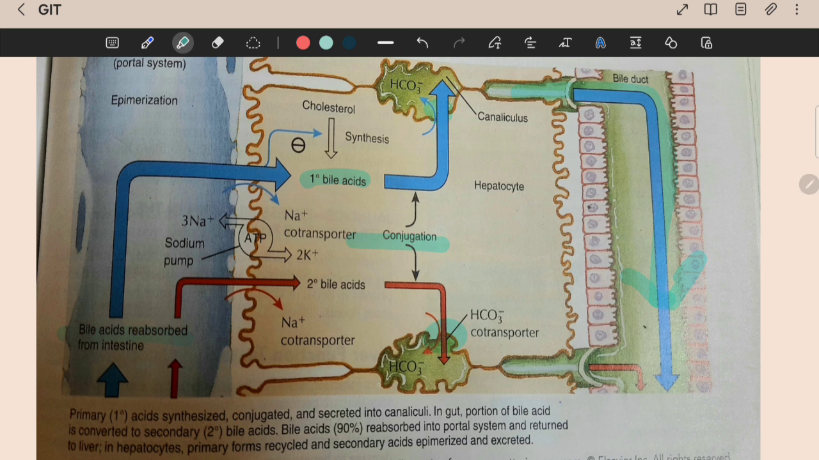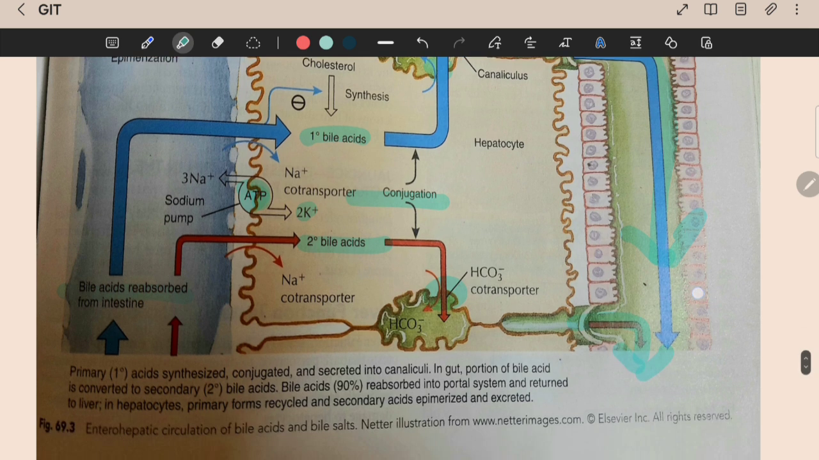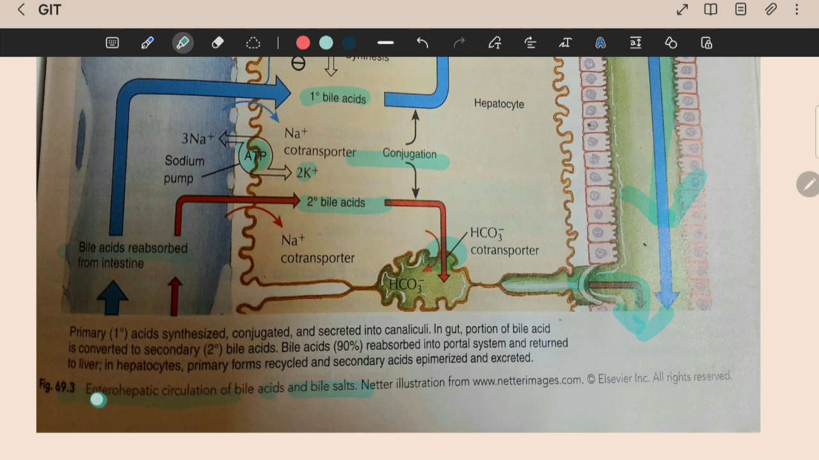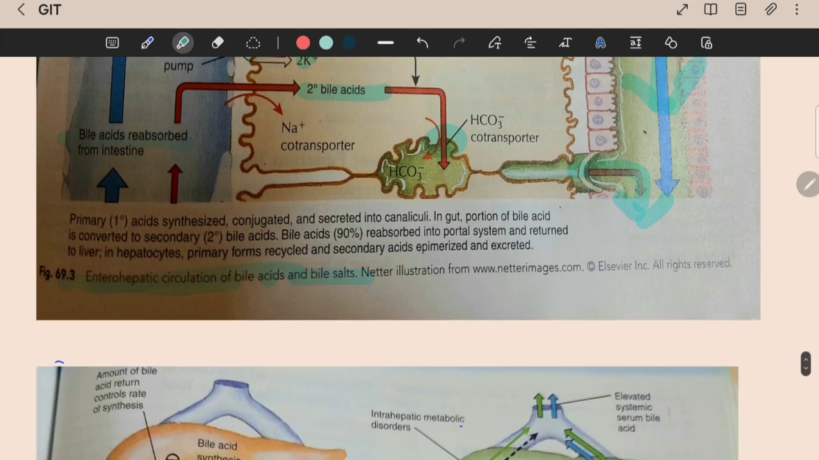Some remaining amount is taken up by active transport. Here the sodium potassium ATPase sends 3 sodium outside, towards the portal venous blood, and pumps 2 potassium in, at the expense of 1 ATP hydrolysis. Some amount of secondary bile acids also come via this bicarbonate co-transporter and again go into the circuit, that is the bile duct. So this is basically the enterohepatic circulation of bile acids and bile salts. Okay, this is very important.